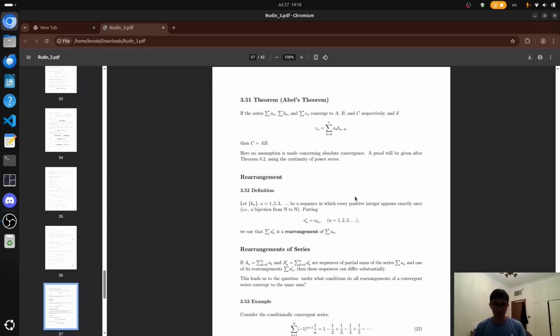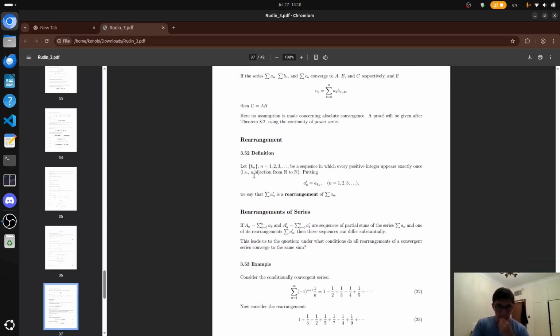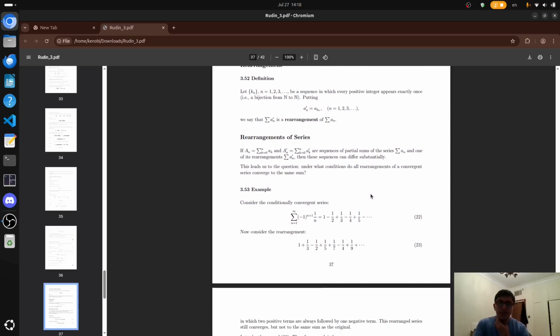Now we have rearrangements. It's basically when we take a sequence of positive integers in which every positive integer appears exactly once, and we set each term to be that term evaluated at that positive integer. That's going to be a rearrangement. So basically you're rearranging: you're taking this to be here, this to be here, etc. Rearrangement of series.